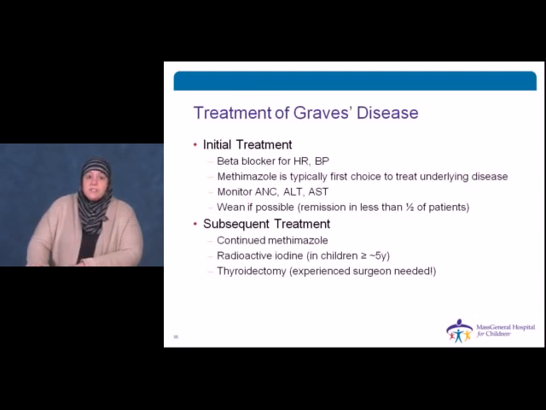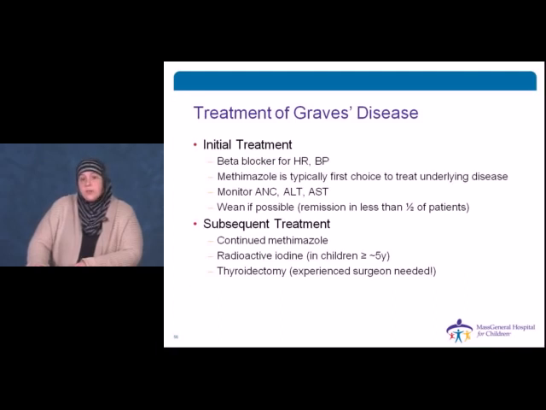For treatment of Graves' disease, the initial treatment is usually twofold. First of all, we usually use a beta blocker to manage the heart rate and the blood pressure. And secondly, we typically start methimazole. You can move quickly to more definitive treatments such as radioactive iodine or surgery, but we typically start with methimazole because a small percentage of patients do have remission of Graves' disease, and we often want to give patients a chance to have remission if they will.